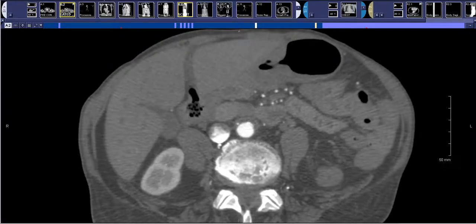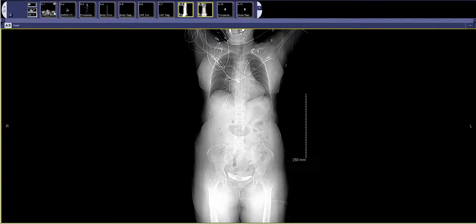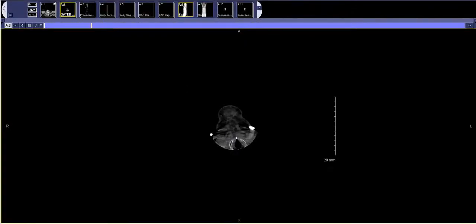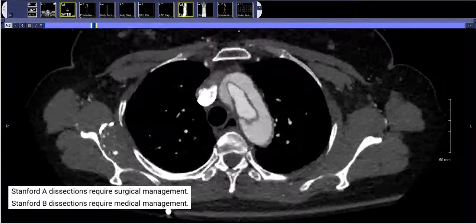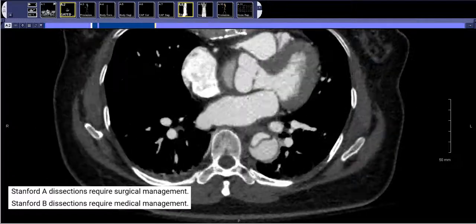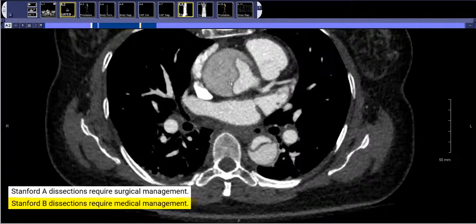Now if I switch over to a dissection, it's important when you read an aorta CT for a dissection that you describe exactly where it goes. There are two types of dissections. There's a Stanford classification A and a Stanford classification B. It's very important to distinguish these because surgical intervention is required for Stanford A aneurysms and dissections versus just medical management for Stanford B. So if any part of the ascending aorta is involved, which in this case it obviously is, it's a Stanford A and requires emergent surgical management.